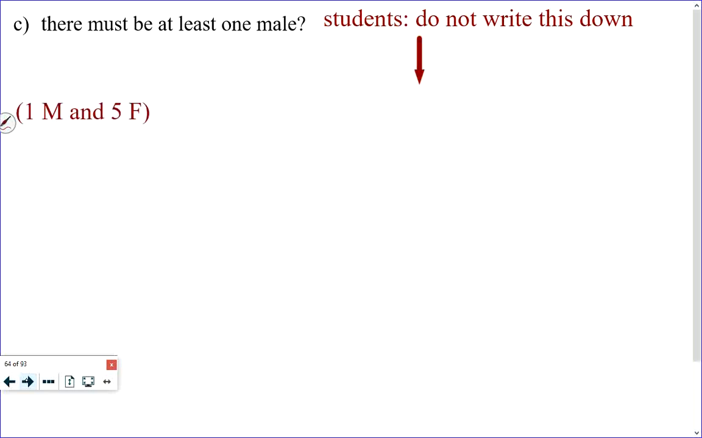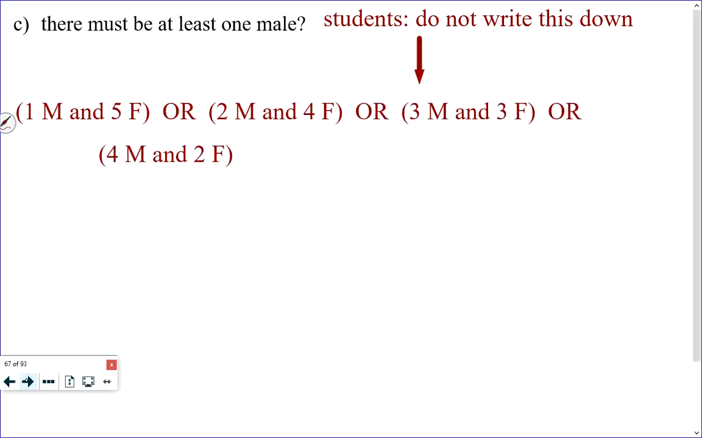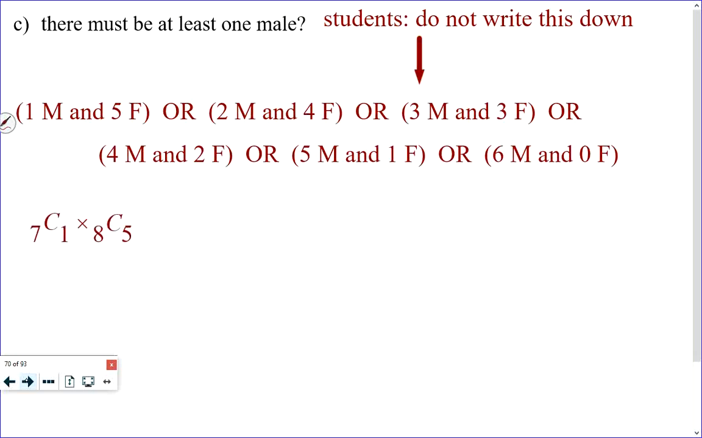1 male and 5 females would satisfy the condition here, or 2 males and 4 females, or 3 and 3, or 4 and 2, or 5 and 1, or 6 and 0. So when you do this 1 male and 5 female selection, you would have 7 choose 1 for the 1 male out of 7, and 8 choose 5. The word or means add.